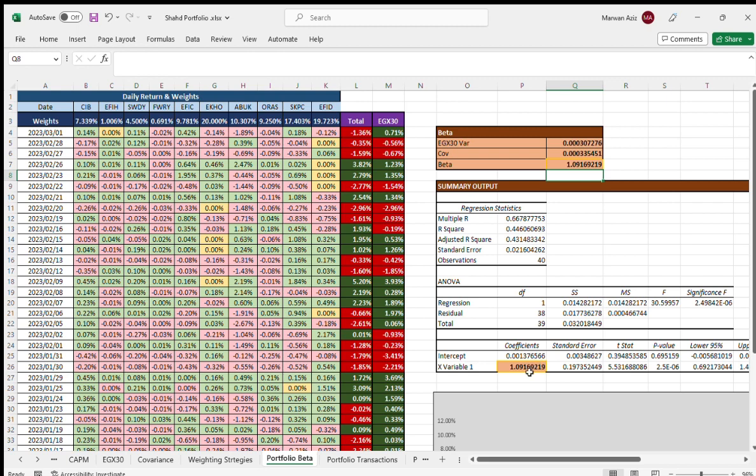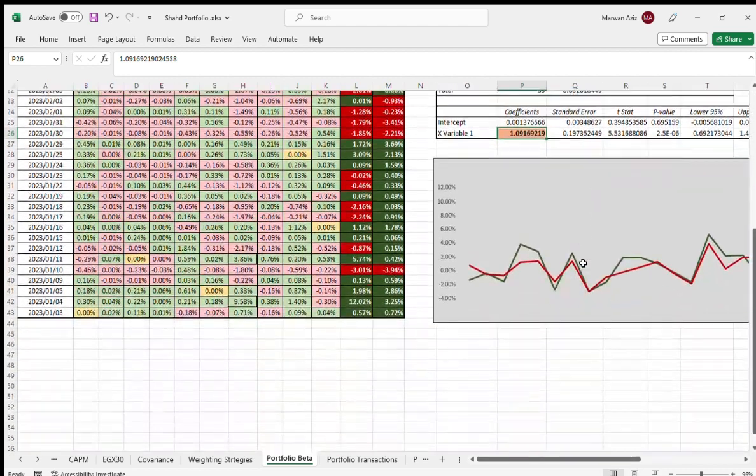Also, I tried to get the beta another way. So I used the regression analysis tool from the data tool in Excel, and it got me an X coefficient of the same amount, which is 1.09. So I knew that I calculated the beta the right way.